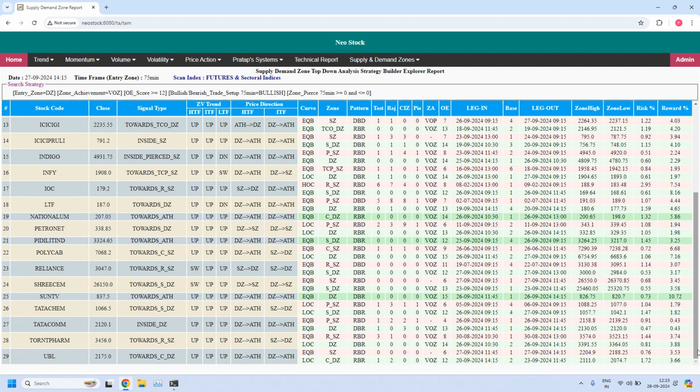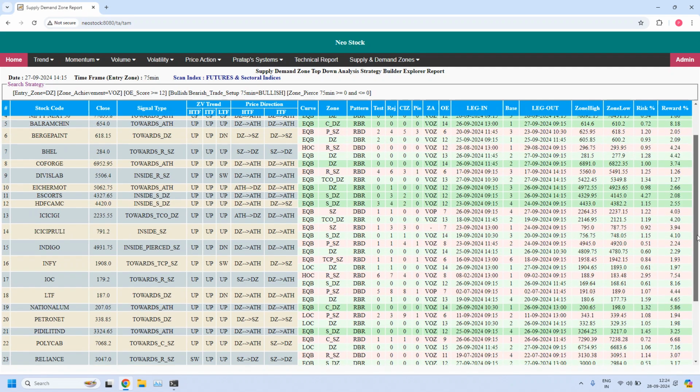Okay, now out of these 29, how many of these stocks are having ITF demand zone confluence? Entry time frame is 75 minutes. So ITF demand zone is daily. That means this 75 minute zone should be part of the daily zone. That is what zone confluence. Part means overlap. It should overlap. So let us look for ITF demand zone confluence.